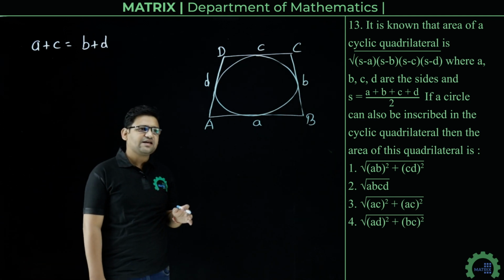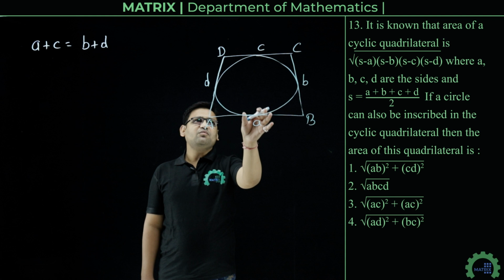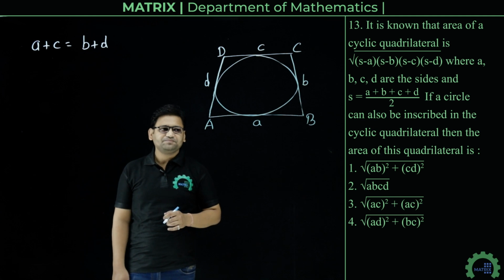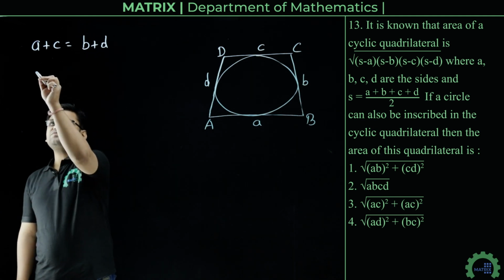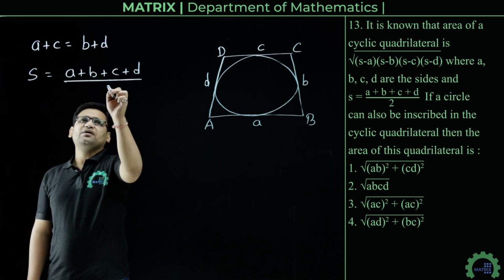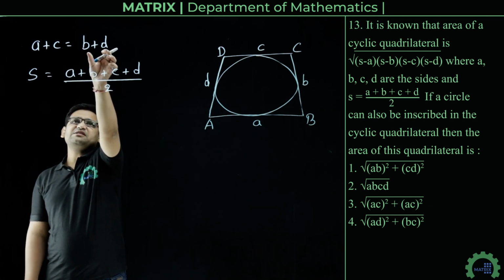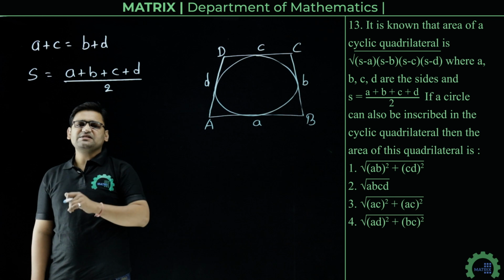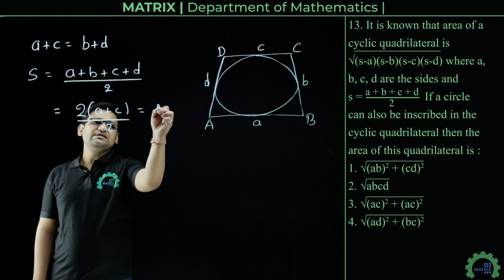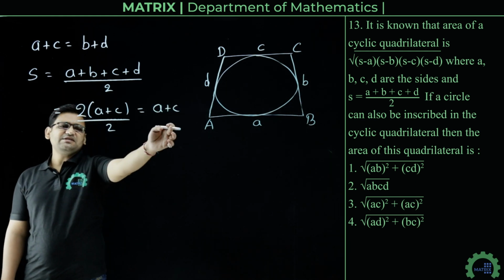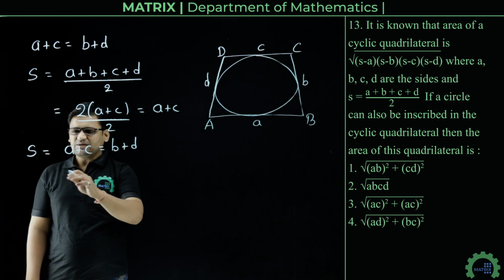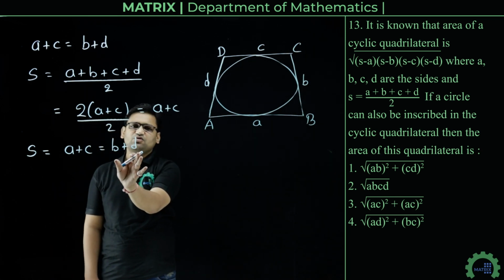When a circle is inscribed in a cyclic quadrilateral, the sum of opposite sides will be equal, that is a plus c equals b plus d. Now the semi-perimeter s of this quadrilateral will be a plus b plus c plus d divided by 2, and here a plus c is b plus d, so we can put b plus d as a plus c. We get 2 times a plus c divided by 2, that is a plus c. So the semi-perimeter s is equal to a plus c, that is equal to b plus d.